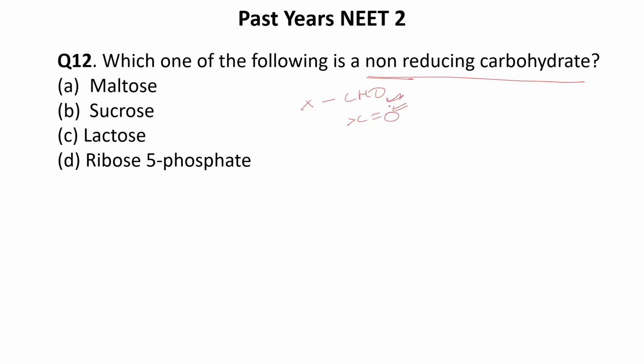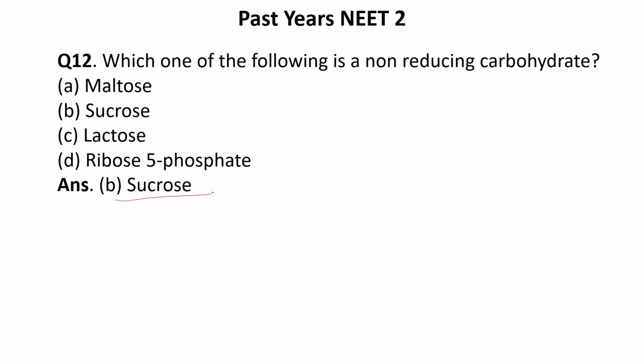And the one which is not having these two groups is called a non-reducing carbohydrate. So maltose is having those groups, lactose and ribulose 5-phosphate. Sucrose is not having an aldehyde or ketone group, so sucrose is a non-reducing carbohydrate.